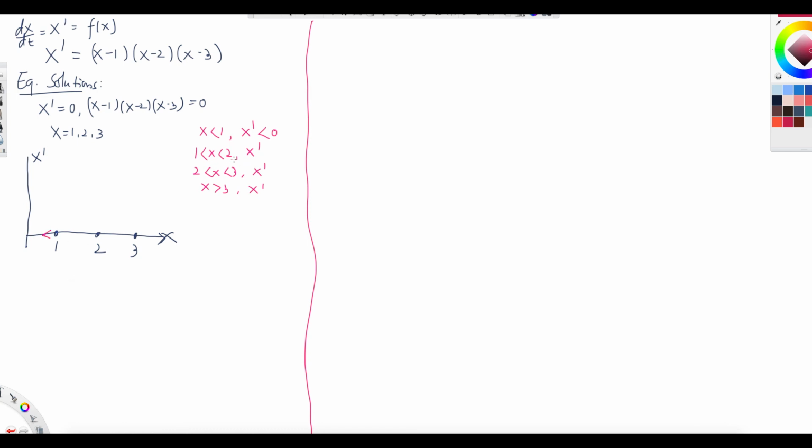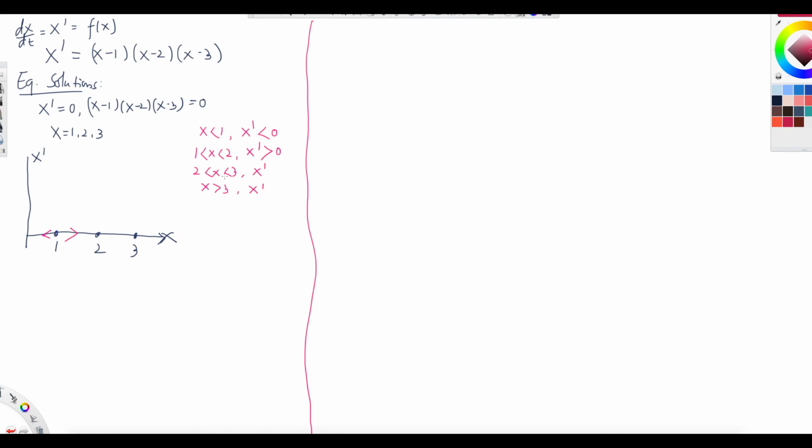Okay, between 1 and 2, let's say 1.5. You can pick any test point between 1 and 2 to check the sign of x prime. I picked 1.5. So 1.5 minus 1 is positive, right? 1.5 minus 2 is negative. 1.5 minus 3 is negative. So positive times negative times negative will be positive. Positive means x is increasing. For the increasing, you just draw an arrow that is going to the right.